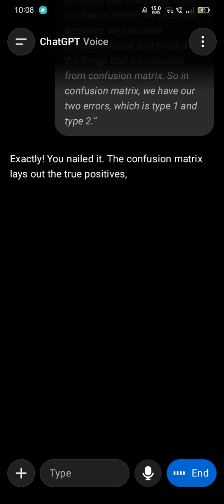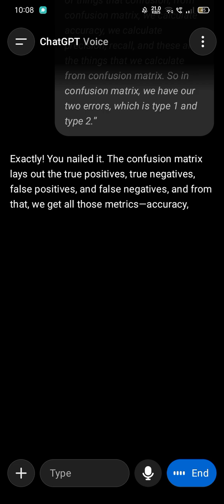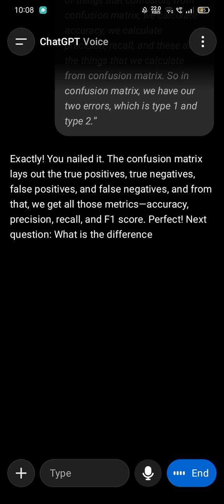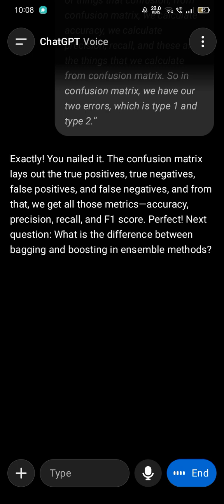Exactly, you nailed it. The confusion matrix lays out the true positives, true negatives, false positives, and false negatives. And from that, we get all those metrics: accuracy, precision, recall, and F1 score. Perfect. Next question. What is the difference between bagging and boosting in ensemble methods?